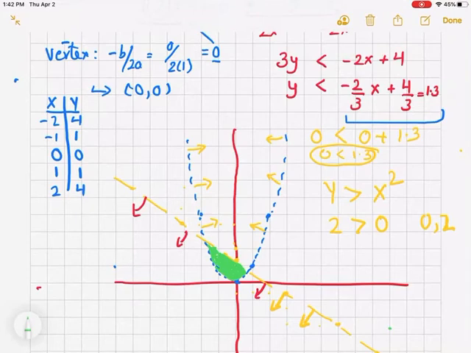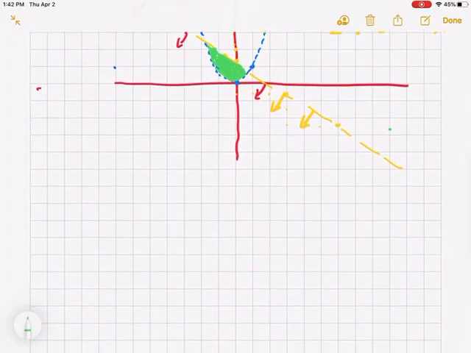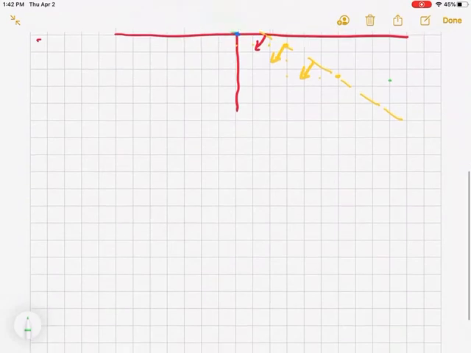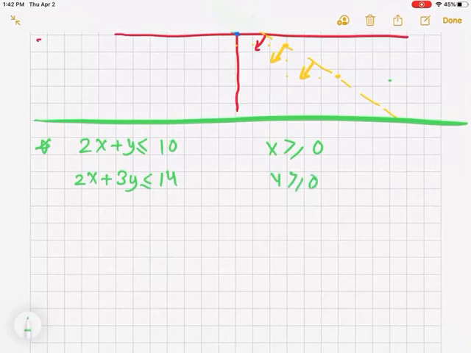I'm going to show you one more example with multiple equations just like this one here, but I have all linear equations. This is example number 5 on page 619 if you want to follow along. So I have 2x plus y is less than or equal to 10. Then I have 2x plus 3y less than or equal to 14. X is greater than 0. Y is greater than or equal to 0.